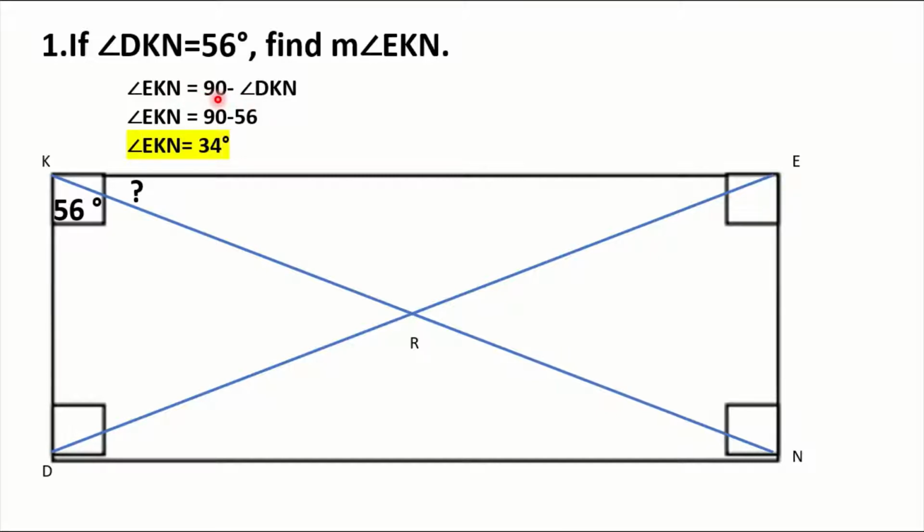Saan natin nakuha yung 90? We all know that the rectangle has 4 right angles. So, 90 is equal to right angles. Kasi nga, nandito siya sa corner na to, which is 90 degrees. So, i-minus natin siya sa 56. Bakit sa 56? Kasi yun yung sukat nitong DKN. And, when we subtract it, the answer will be 34 degrees. And that will be the answer or the measurement of angle EKN. Bakit? Kasi when you add 56 and 34, you will get 90. Therefore, meron kang right angle. Okay?